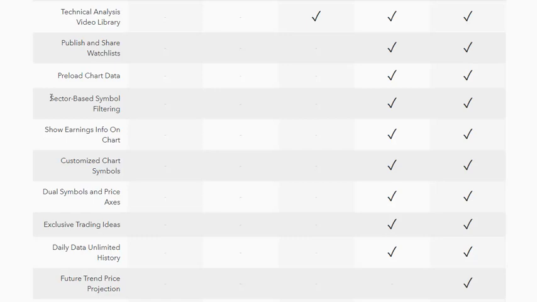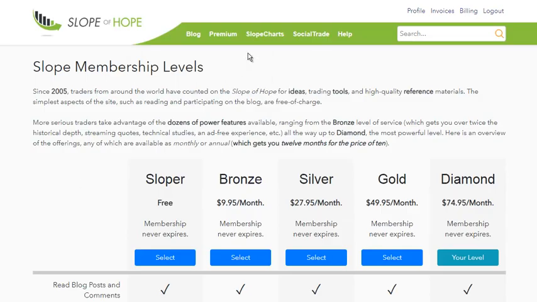You can filter symbols based on the sectors. Earnings information is shown directly on the chart. You can make custom chart symbols like gold divided by silver, or the S&P 500 times the interest rates, etc. You also get dual symbols and price axes. So if it'll independently show, I'll just show you an example right here.